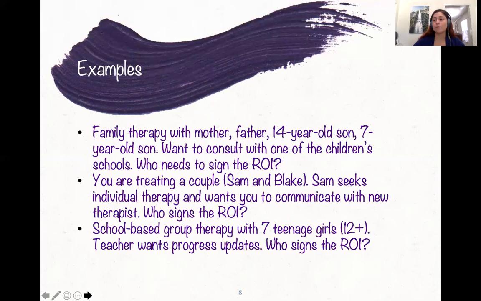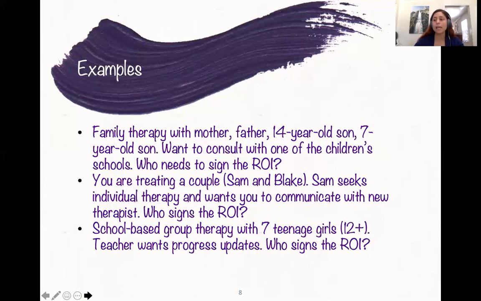Okay, so let's look at some examples here. In this particular one, in the first one, you have family therapy with a mother, father, 14-year-old son, and 7-year-old son, and you're wanting to consult with one of the children's schools. So who needs to sign the release of information? So what's important to remember here is that confidentiality exists for the entire treatment unit. So in this case, your treatment unit consists of 4 people, the mother, father, and 2 children.